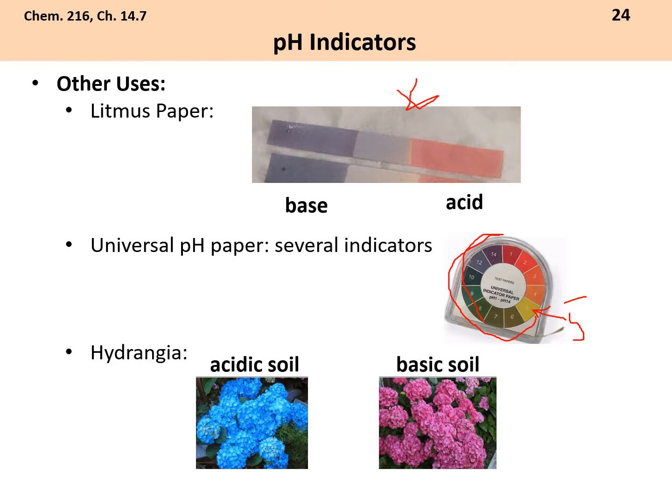For gardening, we also see this. If you have hydrangea and you plant them in acidic soil, you get this blue color. But if it's in basic soil, you get this purple color. This is an example of color changing in nature.